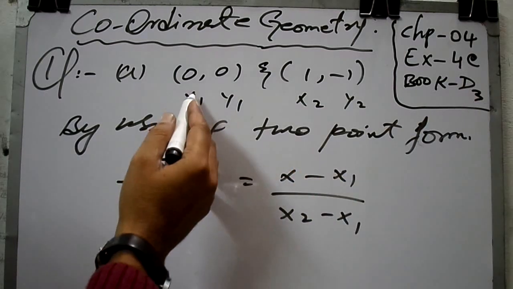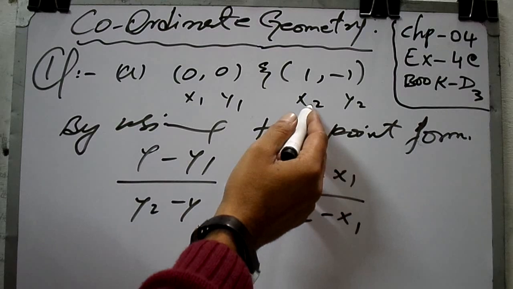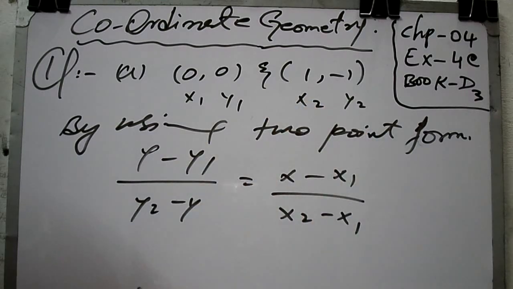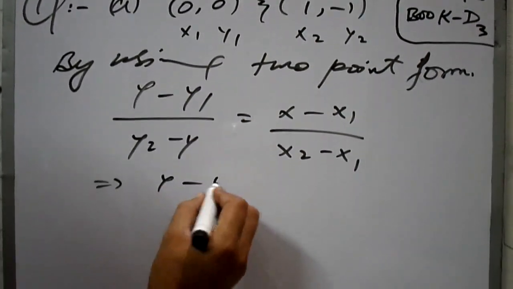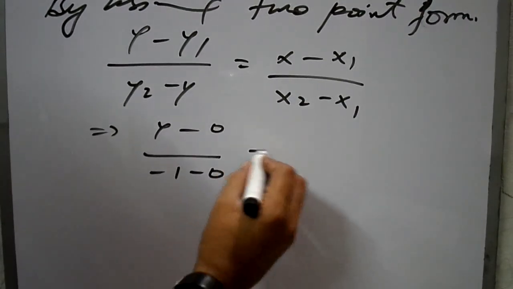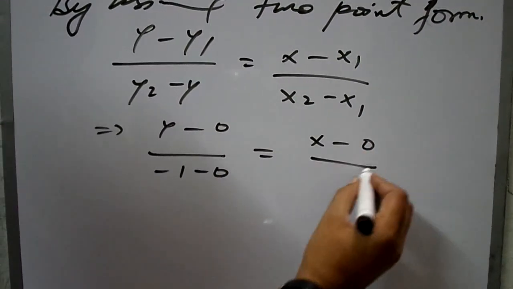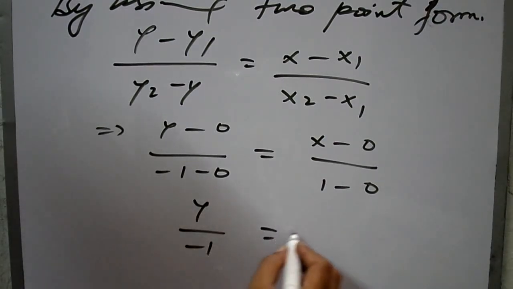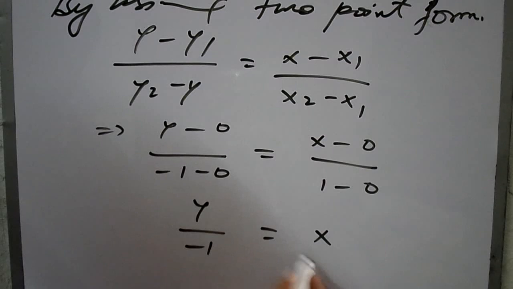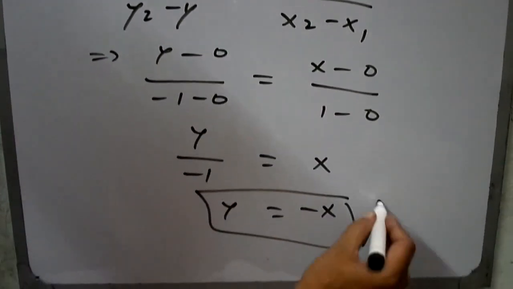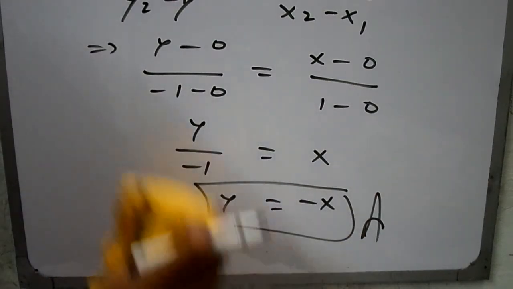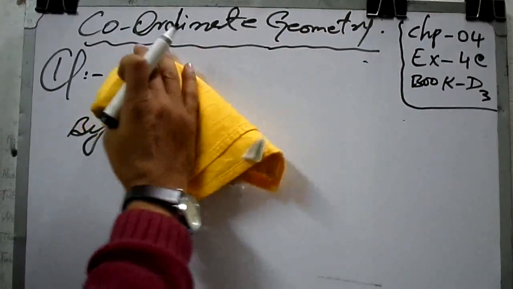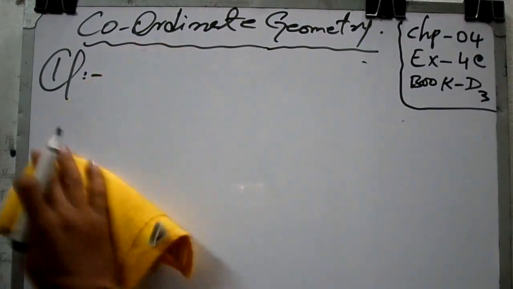So putting the values, that is your x1, y1, that is the x2, y2, you will get y minus 0 over minus 1 minus 0 equals x minus 0 divided by 1 minus 0. So y by minus 1 equals x. By using cross multiplication, y is equal to minus x. So that is your result. Similarly, you have other parts also. For example, B part, the same type of question.